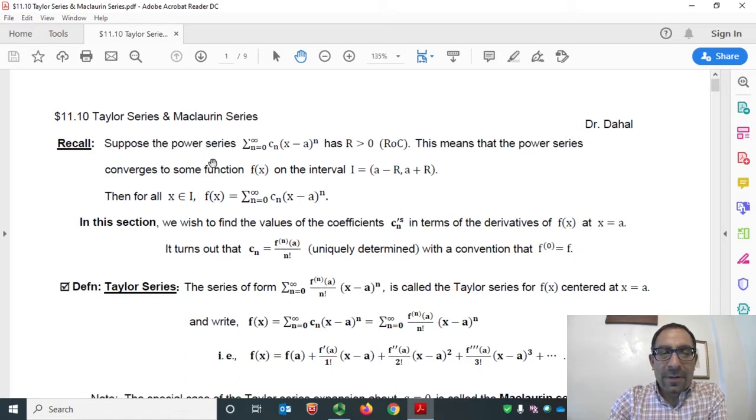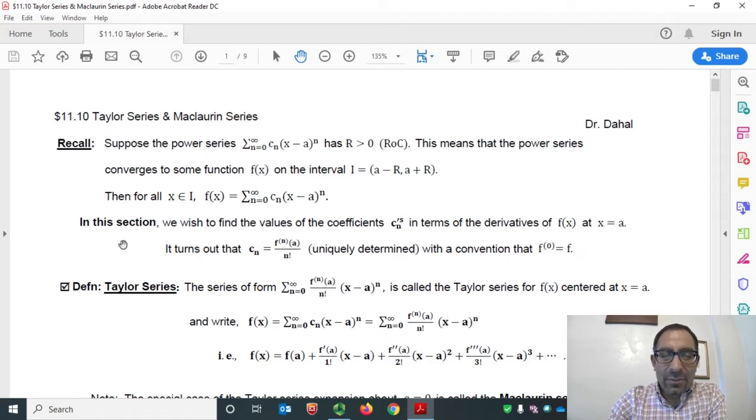Suppose the power series centered at a has positive radius of convergence R. This means that the power series converges to some function f(x) on the interval (a minus R, a plus R). Then for all x in the interval of convergence I, f(x) can be written as a power series centered at a.